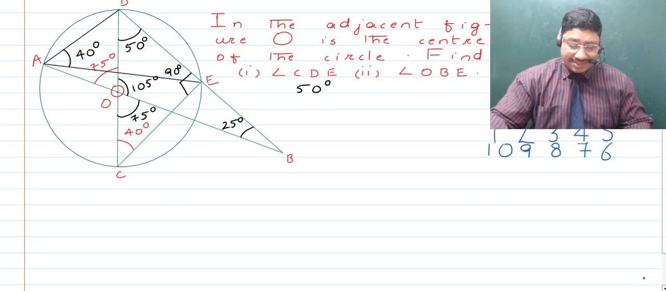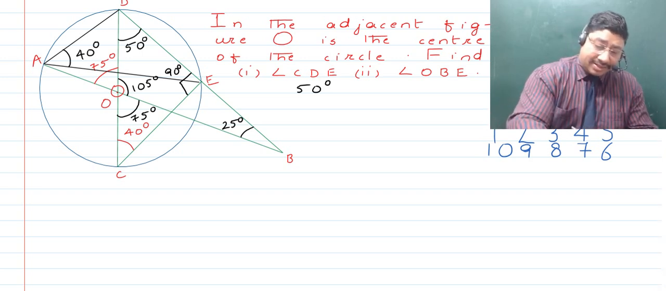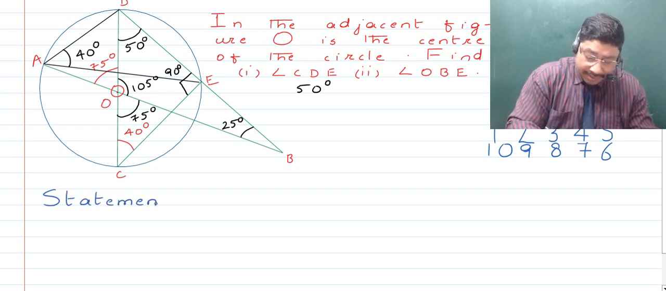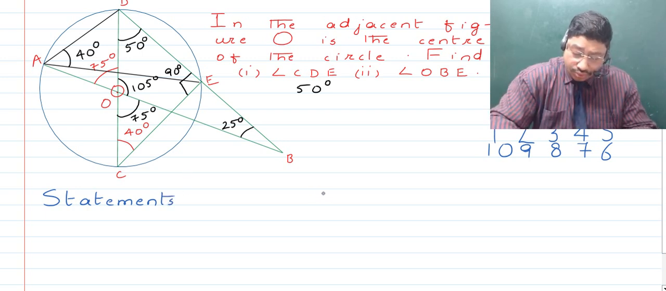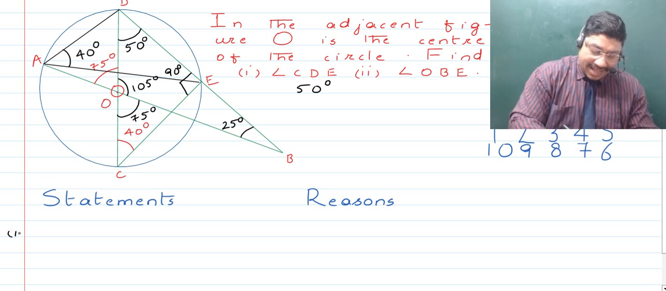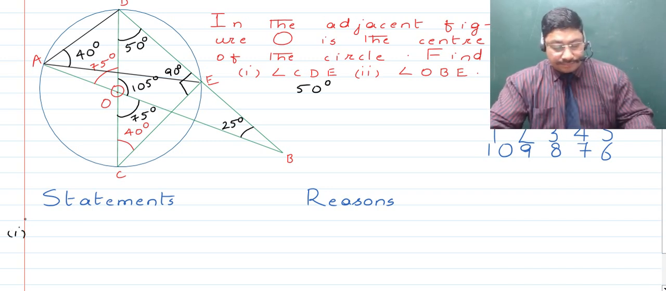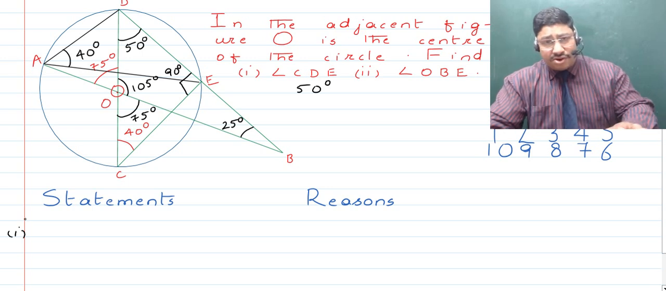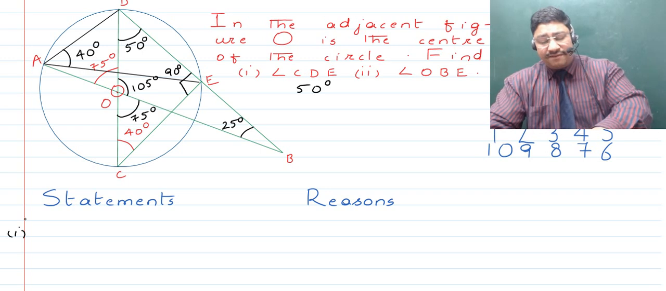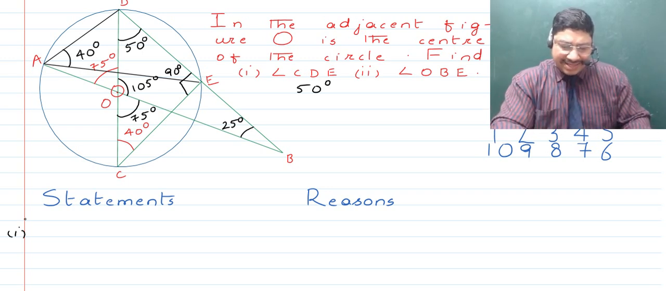So I'll just quickly discuss how you could be writing this as statements and reasons. Like I told you, statements are those which are the things that you've done, or the things that you need to do. And then if you talk about the reasons, they are those which tell you why you've done it. So the first point is that now here we found out a lot of things, but we'll only be writing about those things which have helped us in finding out the first part. Now the first part is CDE.